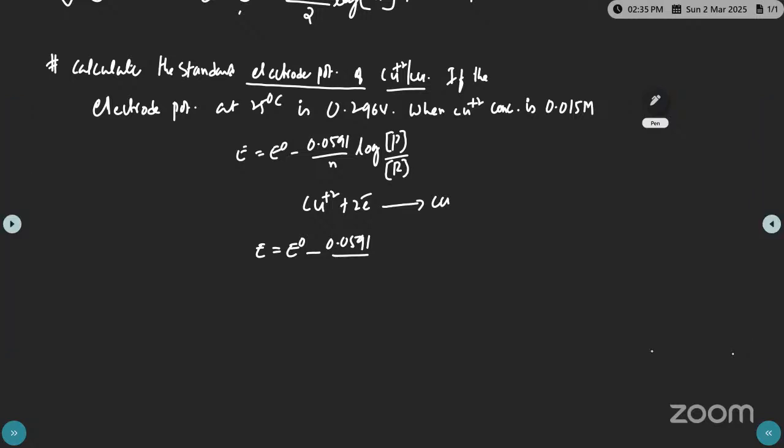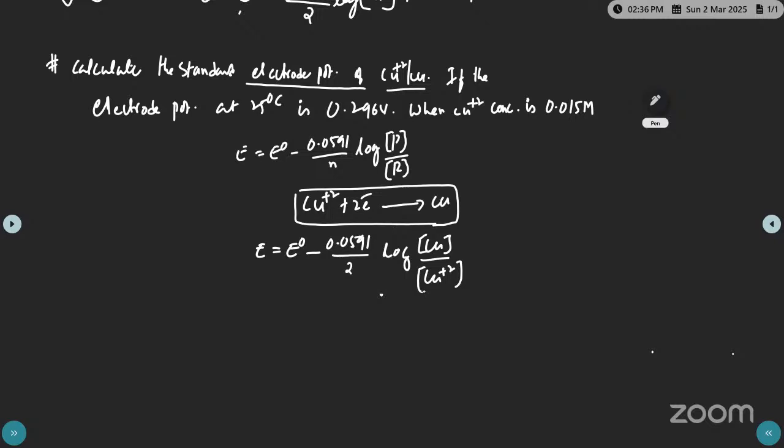Right. See, so this is the equation, this is the reduction reaction, and to this reduction reaction, apply the next equation. Okay, so E is equal to E naught minus 0.0591 by how many electrons are involved? 2. Log of products. What are products? Copper is the product, and Cu plus 2 is the reactant. Products concentration by reactant concentration.